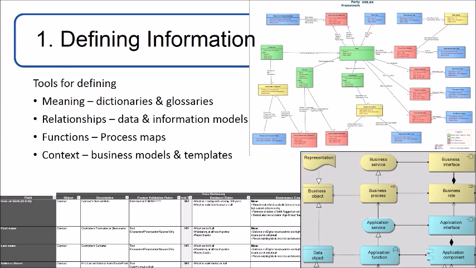Relationships are key, so for this we might use data and information models, as in the top right hand picture here, we've got a party framework, and this shows us the relationships between different types of information, different sets of information. We may use process maps to define our functions of information, and in the bottom right hand corner you'll see a business model from the ArchiMate language, which allows us to define the context within which information is used. And this is set in a business and application context here in this particular diagram.